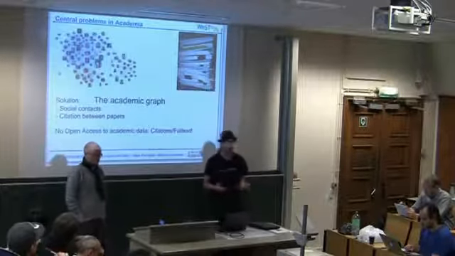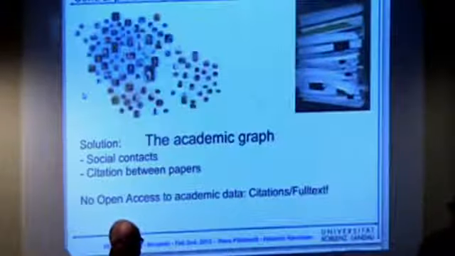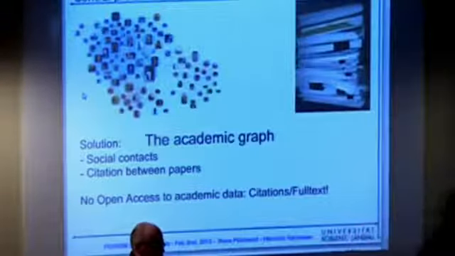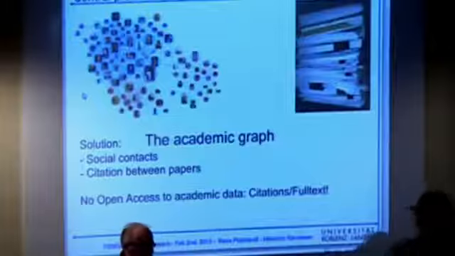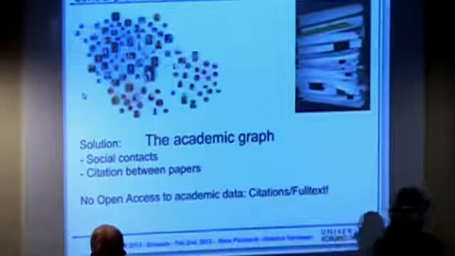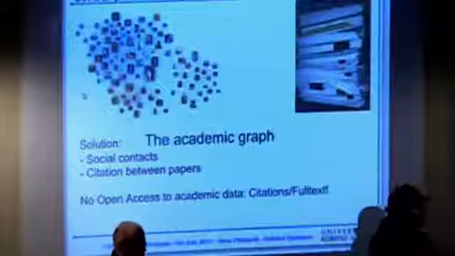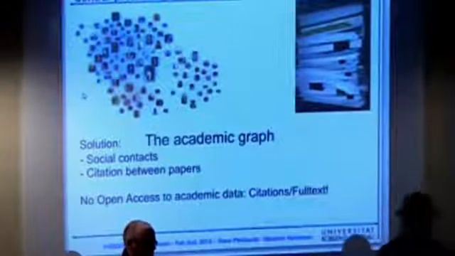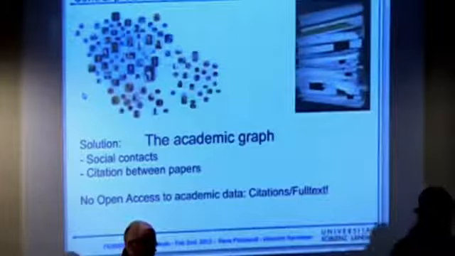and this is the academic graph. The academic graph mainly consists of two things. One is the social graph that really exists, where I can talk to Heinrich about a topic. The other one is the citation graph, because once I cite someone, there's a lot of knowledge inside this citation.